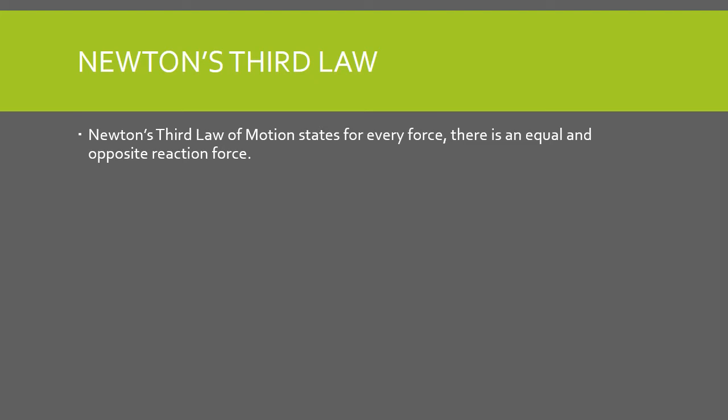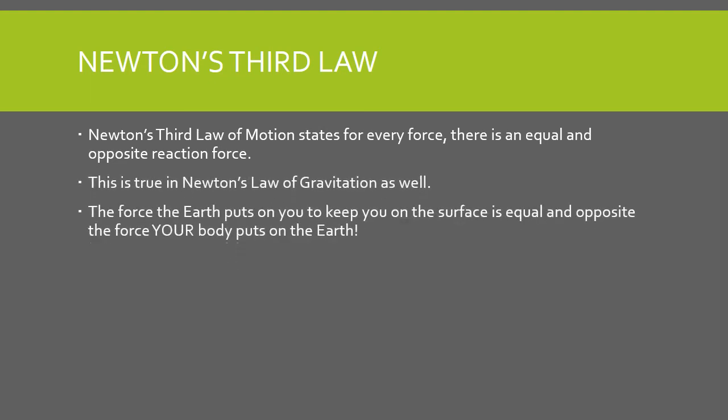I'm going to review Newton's third law of motion before we move any further. Newton's third law of motion states that every time there's a force, there has to be an equal and opposite force. And this relates to Newton's law of gravitation as well. For instance, the force that Earth puts on you to pull you down to the surface is the same as the force that you put on the Earth to pull it up.